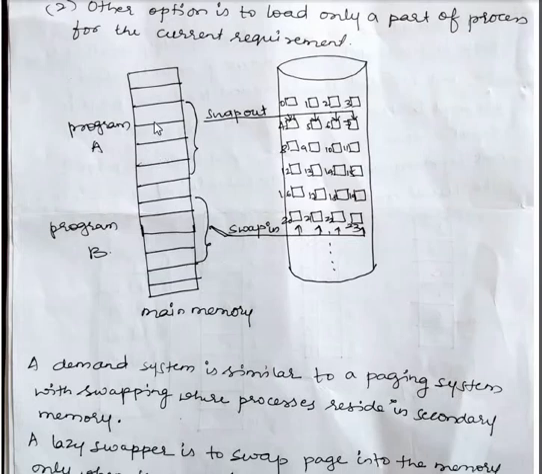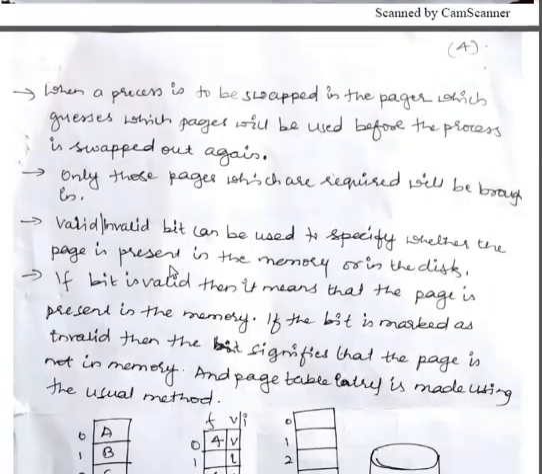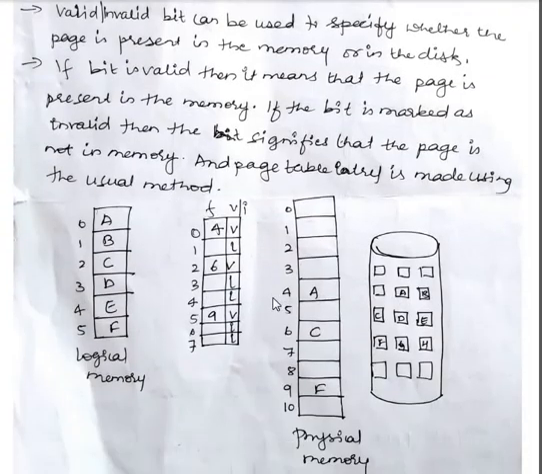So where the details of these pages will be present in the page table. The page table details should be updated to show that these pages are not present in memory, only the pages of program B are present. How do we do this? For doing this, we are using an extra bit called the valid and invalid bit. Only those pages which are present in the main memory will be marked as valid, and other pages which are not present will be marked as invalid.